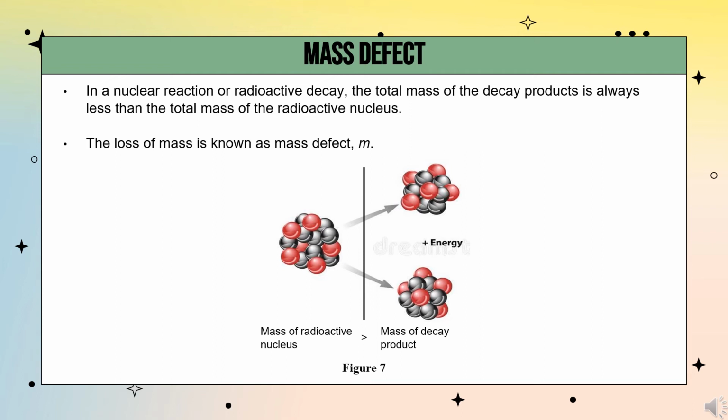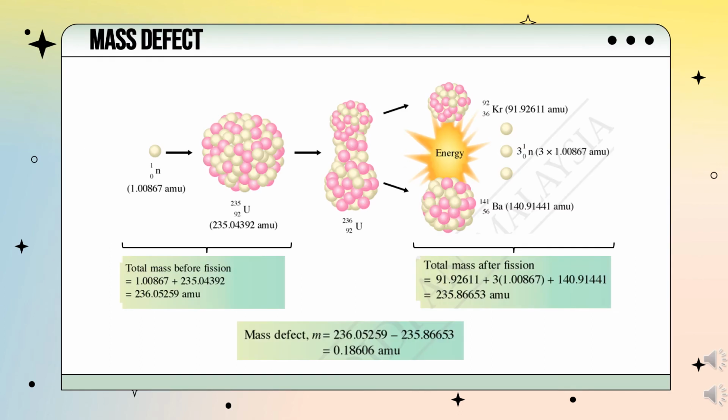In figure 7, it shows that the mass of the radioactive nucleus is larger compared to the mass of the decay product. The mass of the heavy nucleus will decrease after it splits into two nuclei. To make it clear, let us see the example of a change in total mass before and after nuclear fission.